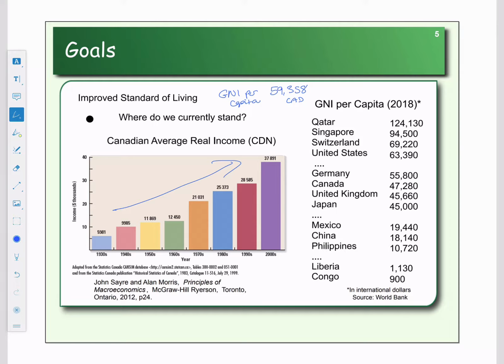And you can see in Canada, our GNI per capita is listed as $47,280. This is in international dollars. It used to be when we compared countries, we did it always in US dollars, but since the US is no longer the dominant economy worldwide, we now use what are called international dollars, which is kind of a basket of currencies. It's a weighted average so that we can compare across lots of different countries. So you can see here Canada's GNI per capita in international dollars is $47,000 compared to the US at $63,000.